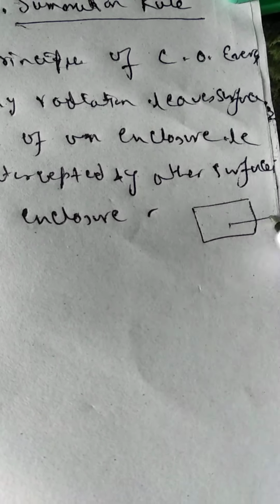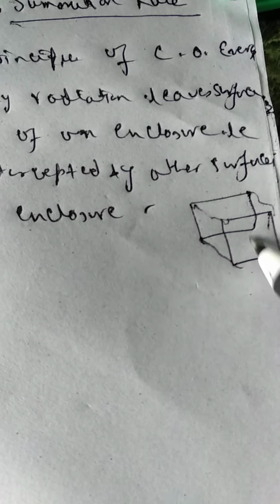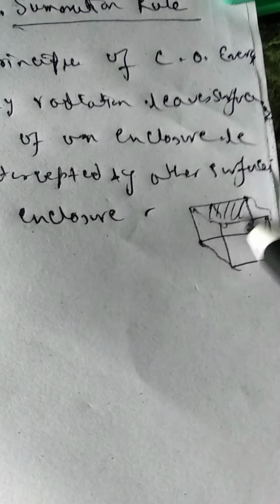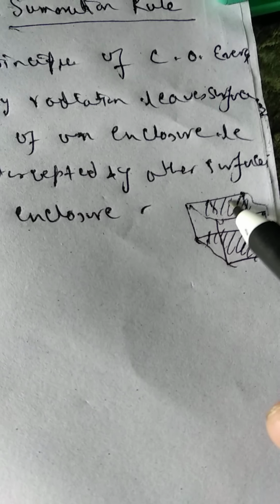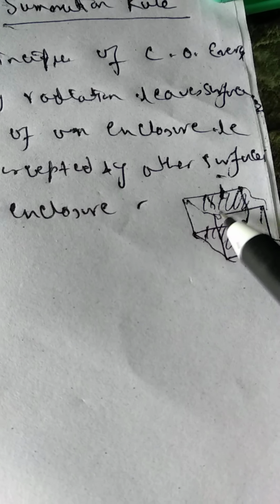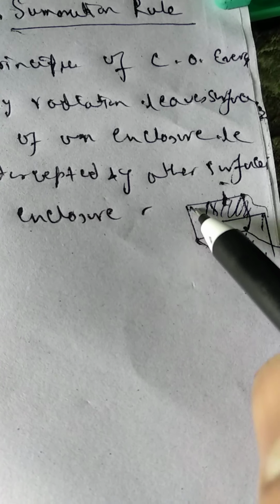Okay, suppose there is this closed surface. There are two surfaces. So if we consider this enclosure, suppose this is i and j. So the radiation which is leaving this surface i must be intercepted by all the other surfaces, including these surfaces.